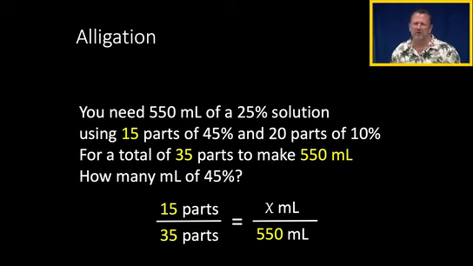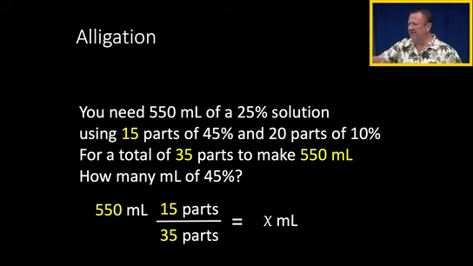All right, so that being said, you need 550 mils of a 25% solution using 15 parts of 45% and 20 parts of 10%. And what you want is a total of 35 parts to make 550 mils. So how many mils of the 45 will we need? And so here we're using cross product. That's how they show you. And with the cross product, all I do is take both sides and multiply both sides by 550 mils. If I multiply both sides by 550 mils, this becomes a 1, and the 550 mils ends up over there.